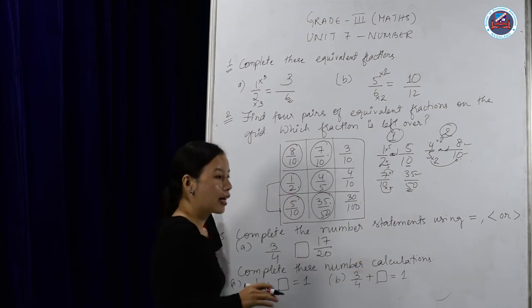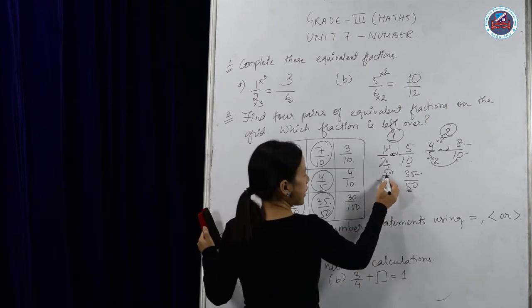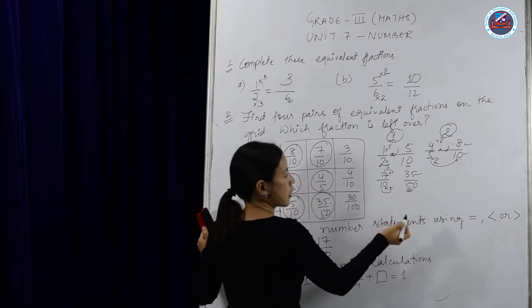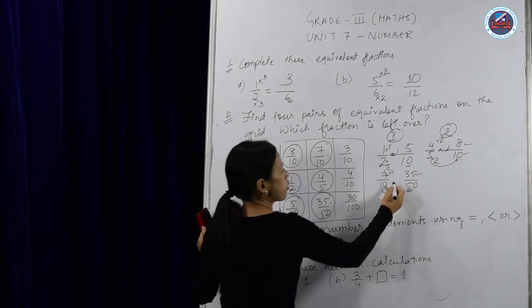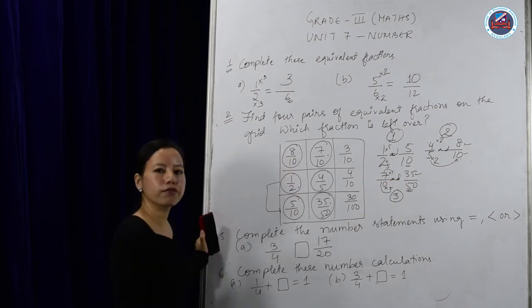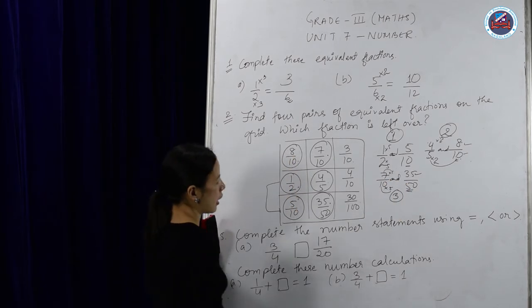That means the answer, the value is the same, right? That is 7 times 5 is 35, and 10 times 5 is 50. The answer is the same, right? So that means this will be your third pair of equivalent fractions. Let's find out the last one.